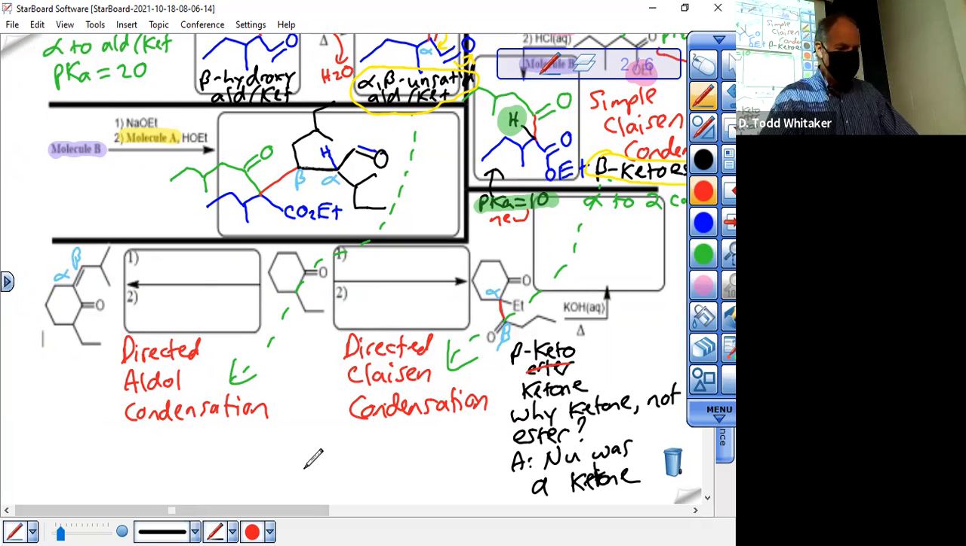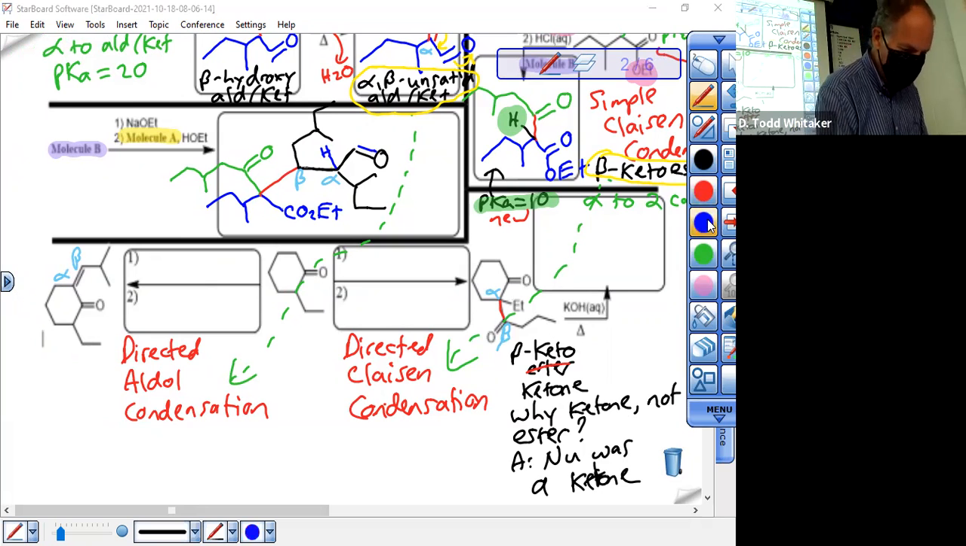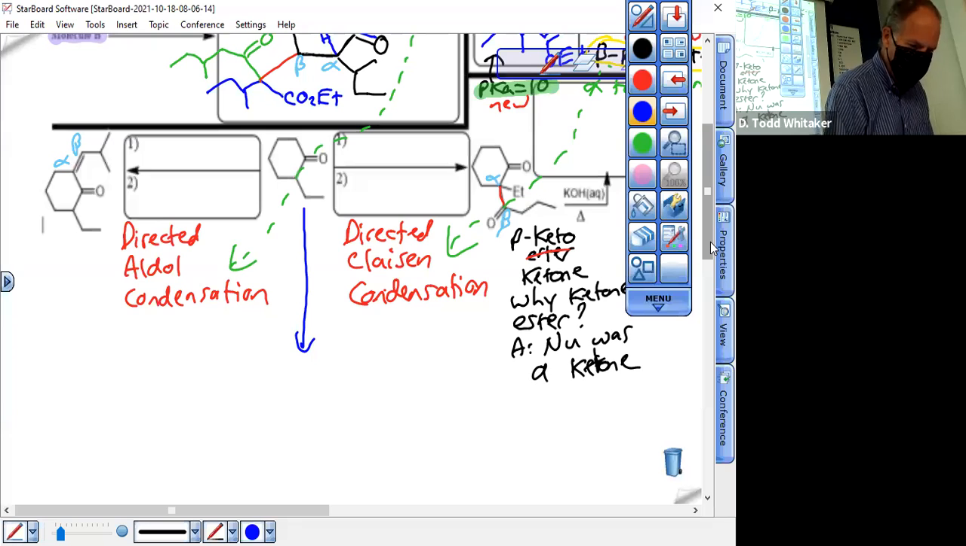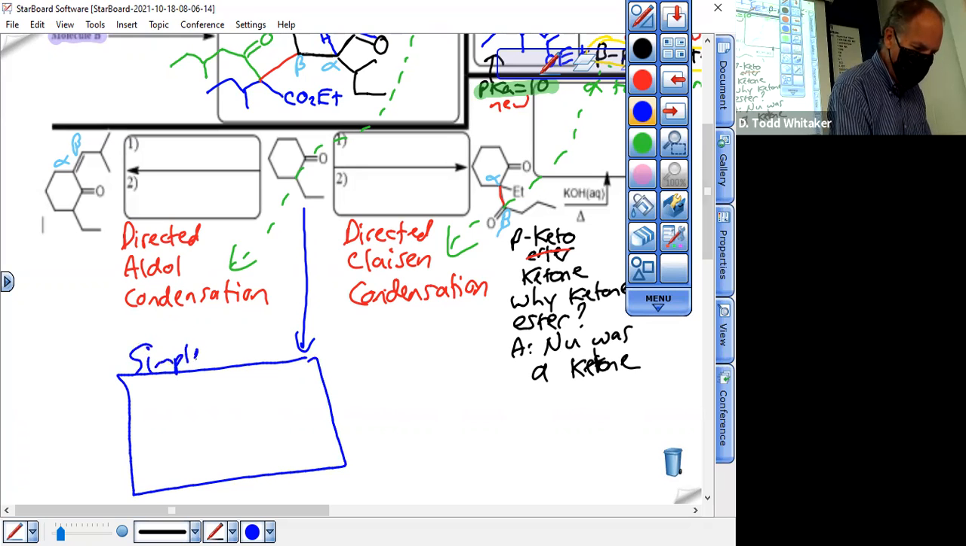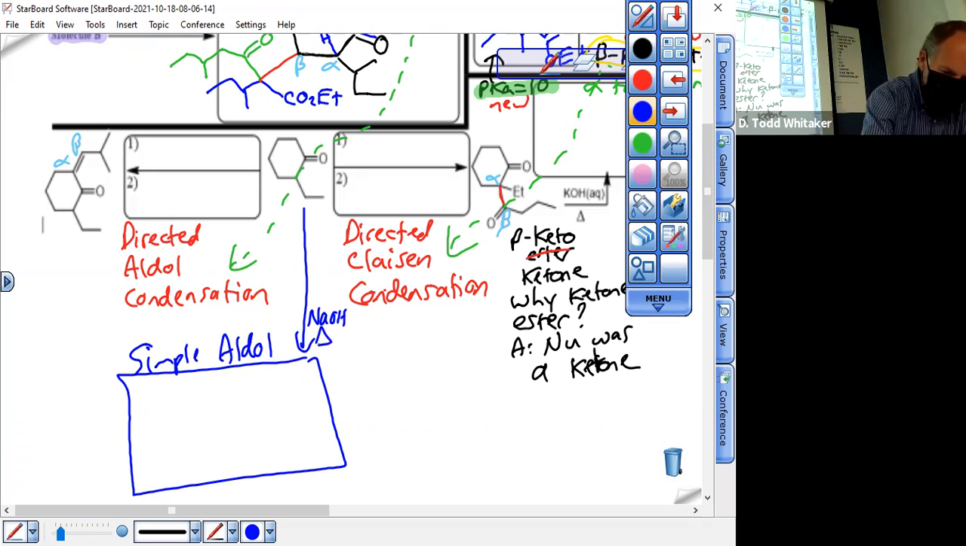All right, so how do we do directed aldols? We can't do a simple aldol. I'll just put a note here. If it was a simple aldol, it'd be a great test question. Simple aldol. You got to use NaOH and heat. And you get, hey, more practice. That's what you get. Copy the original. We're going all the way to the condensation here.